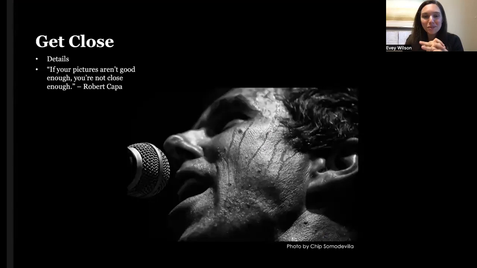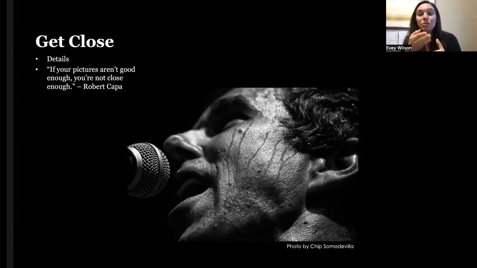Get close. Robert Capa is one of the fathers of photojournalism, and he says, if your pictures aren't good enough, you're not close enough. And I think this is true. When we first start taking pictures, we naturally like to keep a safe distance from people. We don't want to interrupt them or bother them.